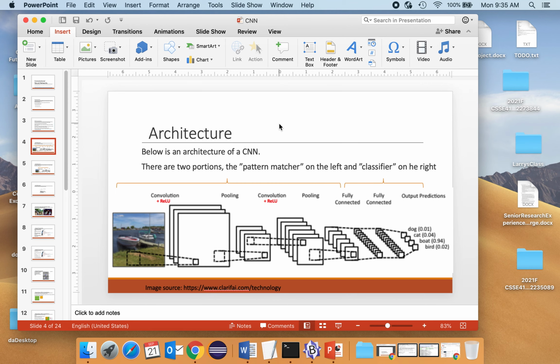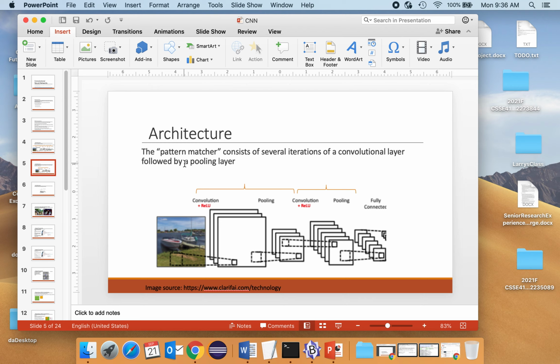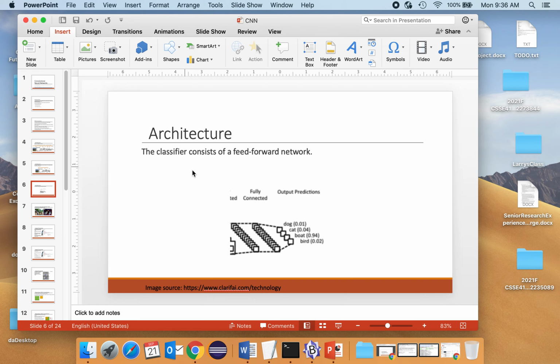Here is a sample architecture of a CNN. We have an image on the left, and then we have this pattern matcher that gets larger and larger, and eventually we have a classifier, which is a good old-fashioned feed-forward network. So let's understand this left side first. The pattern matcher consists of several iterations of two layers, a convolutional layer and a pooling layer. In this particular example we have one set and another set. The classifier consists of a fully connected feed-forward network, two layers over here, to produce the output.